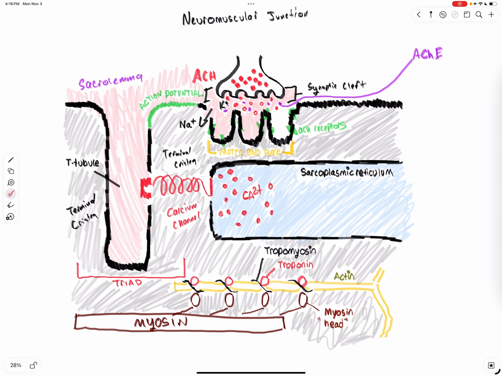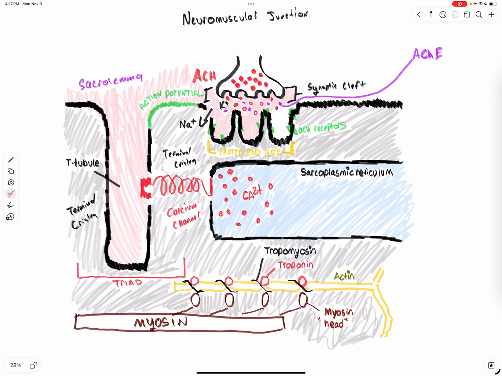As soon as it starts moving across the synaptic cleft, it binds to acetylcholine receptors, which are essentially special receptors on the motor end plate, which is the part of the muscle cell that receives the message. These receptors sit on the sarcolemma, which is the muscle cell membrane. ACH binds to its receptors.